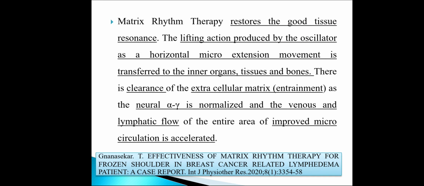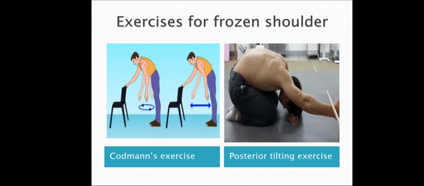Matrix rhythm therapy restores good tissue resonance. The lifting action produced by the oscillator as a horizontal micro-extension movement is transferred to the inner organs, tissue and bones. There is clearance of the extracellular matrix as the neural alpha and gamma is normalized, and the venous and lymphatic flow of the entire area is improved and microcirculation is accelerated.